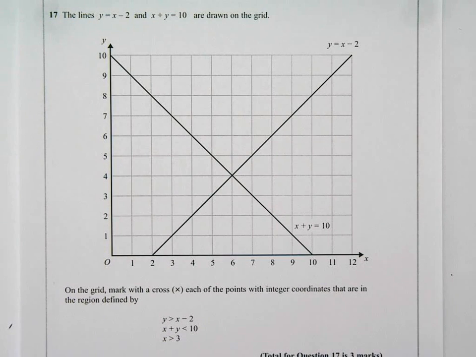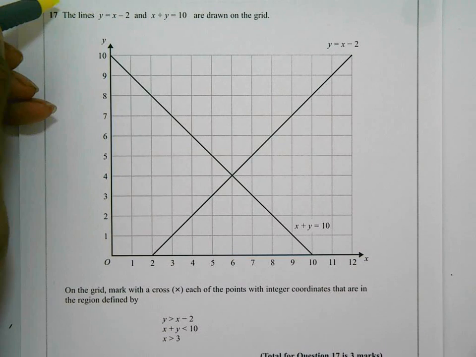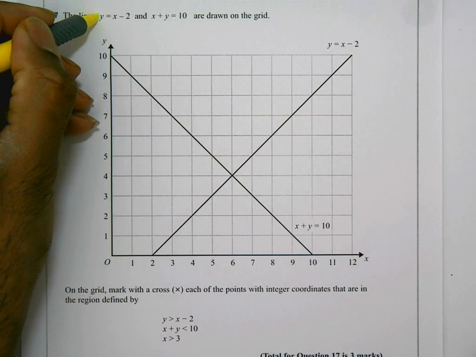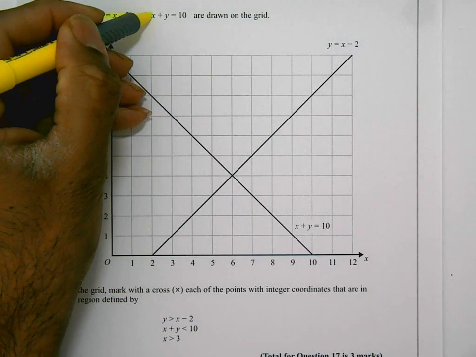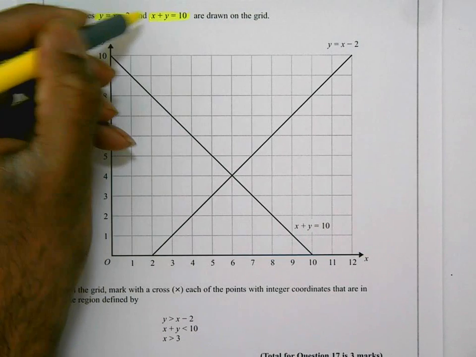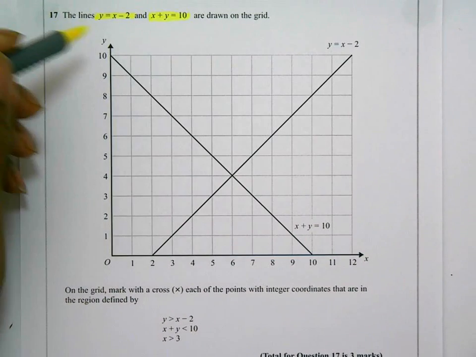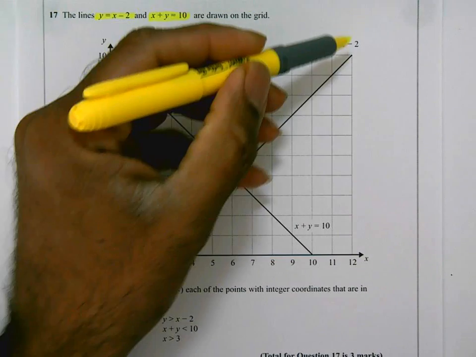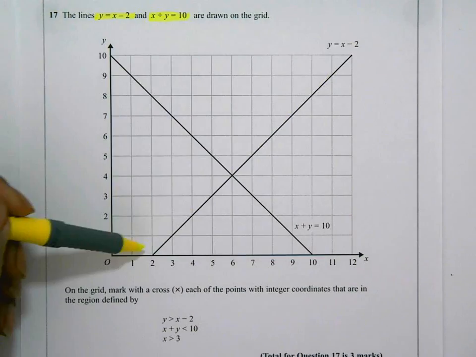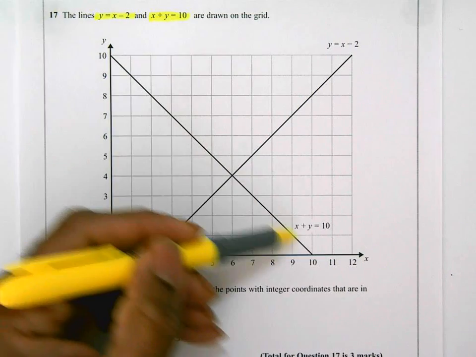This is question 17 on the higher non-calculator paper. Okay, reading through the question first, it says the lines y is equal to x minus 2 and x plus y is equal to 10 are drawn on the grid. So there are the lines, y is equal to x minus 2, x plus y is equal to 10.